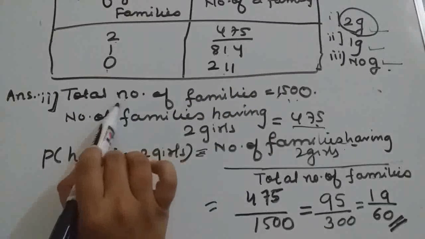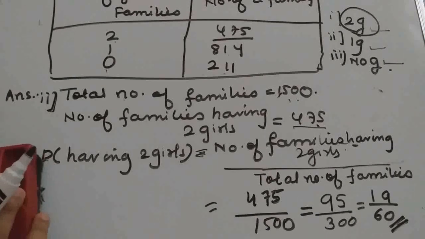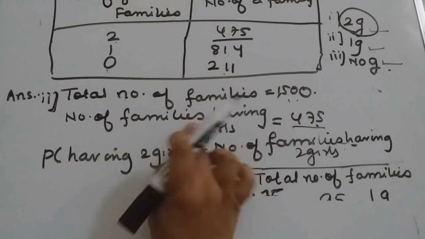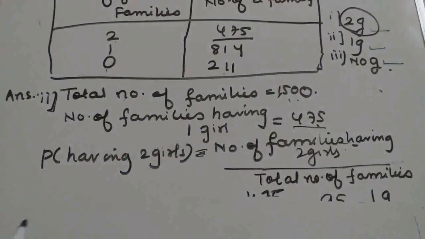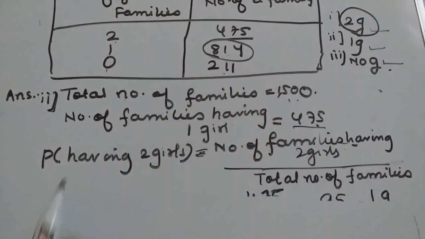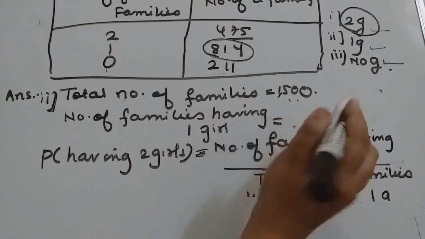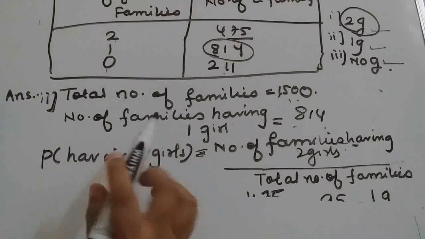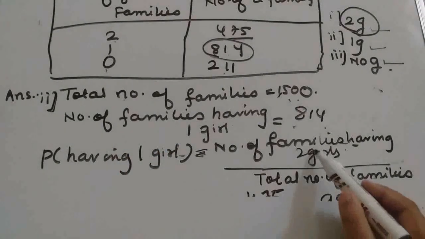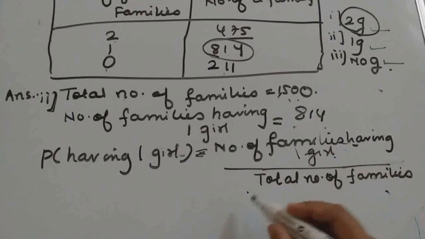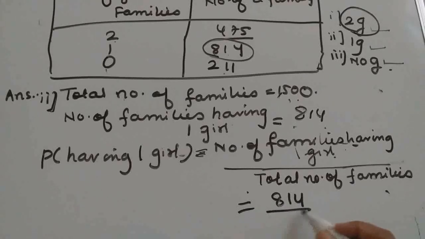For the second part also, the total number of families is 1,500. I will write the number of families having 1 girl. That is already given in the question. 1 girl means how many families have 1 girl as a family member? 814. Okay. So what will be the probability of having 1 girl? Number of families having 1 girl divided by total number of families. That will be 814 divided by 1,500.